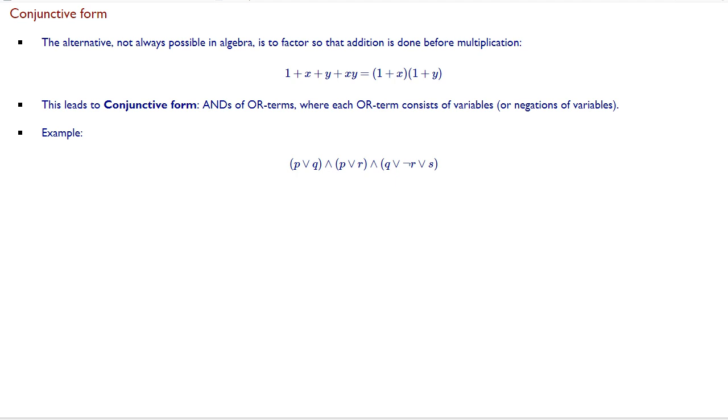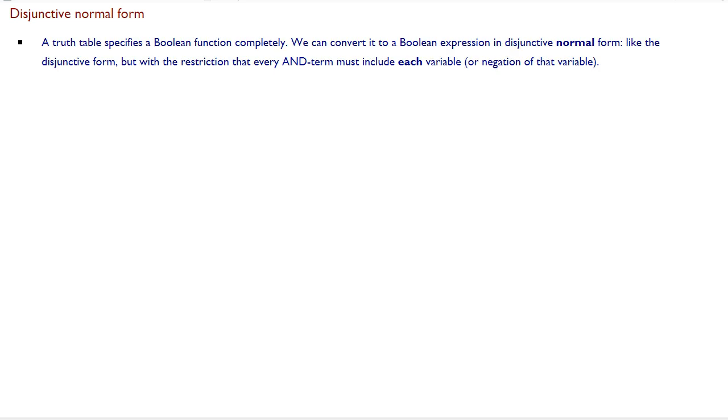Here we have one: P or Q, and P or R, and Q or not R, and S. And in both these forms, the not goes with individual variables. However, this is not the best way to write expressions.